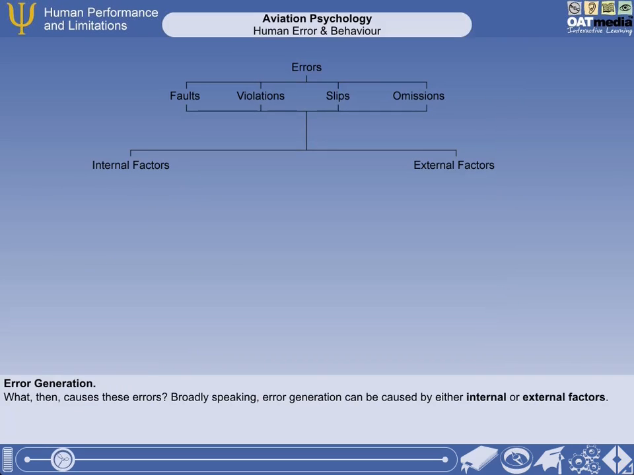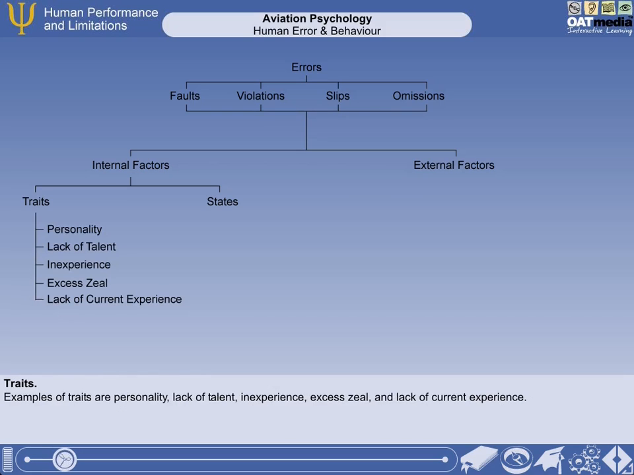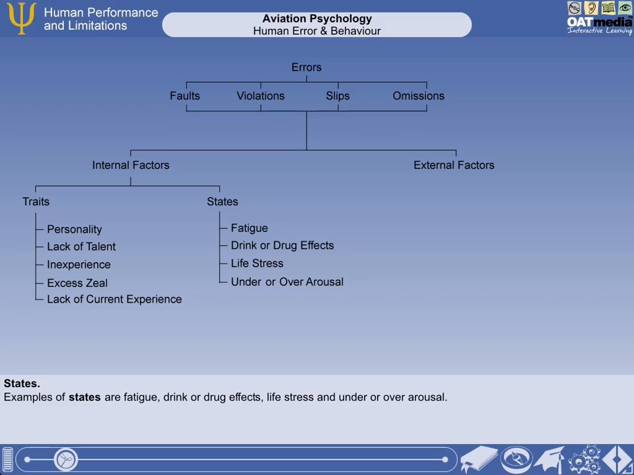What then causes these errors? Broadly speaking, error generation can be caused by either internal or external factors. Internal factors can be either traits, which are relatively unchanging personal characteristics, or states, which are considered to be more or less within the control of the individual. Examples of traits are personality, lack of talent, inexperience, excess zeal, and lack of current experience. Examples of states are fatigue, drink or drug effects, life stress, and under or over arousal.